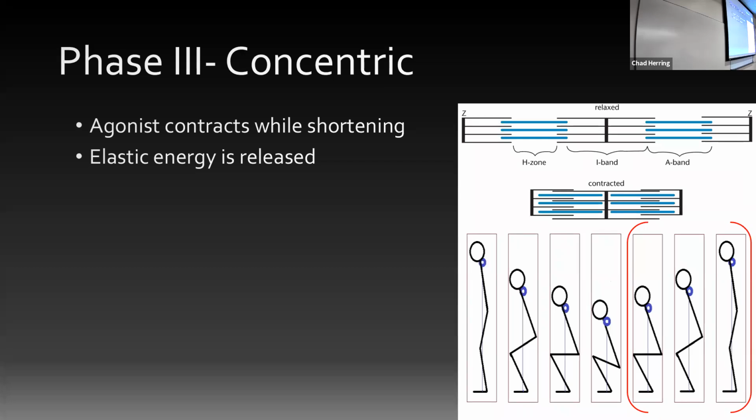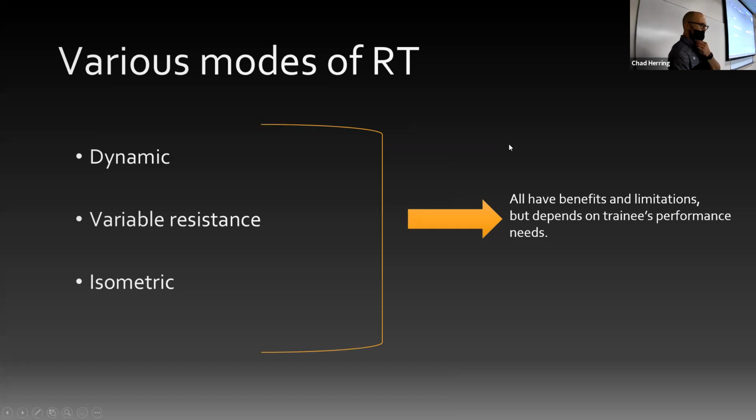What is this? Perfect. Okay. Eccentric, muscles lengthening. Amortization, transition. Concentric, muscles shortening. Okay. Perfect. Nice job. All right.